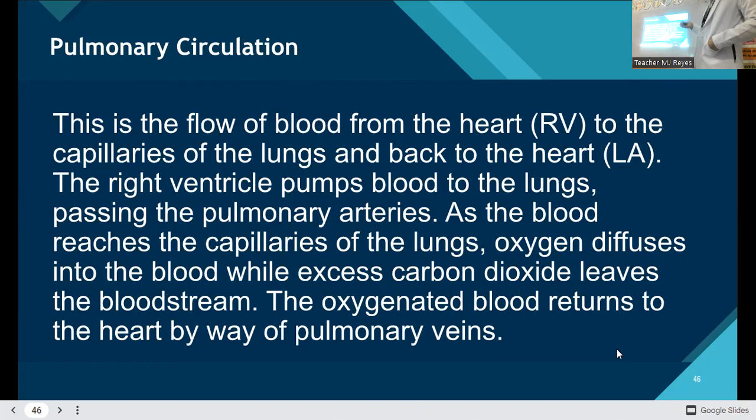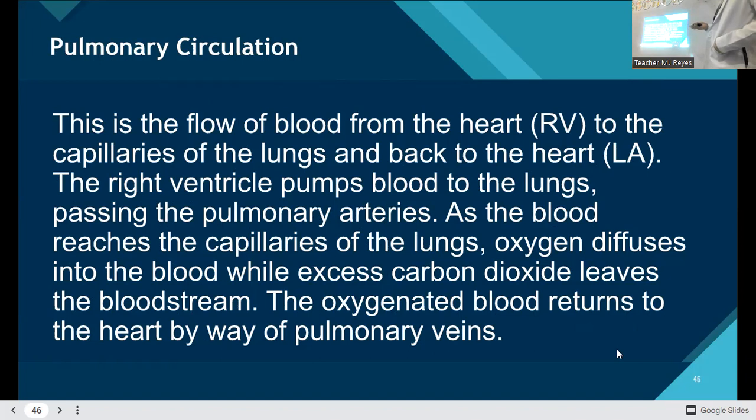RV stands for right ventricle. This is the flow of blood from the right ventricle to the capillaries of the lungs, back to the heart through the left atrium. So if the blood returns to the heart to the left atrium, meaning to say that the blood now is oxyhemoglobin, or blood carrying oxygen, or oxygenated blood. So they actually mean the same.